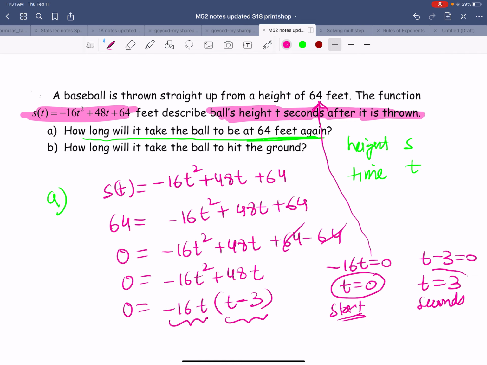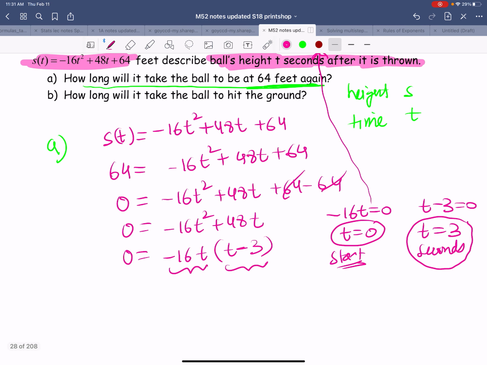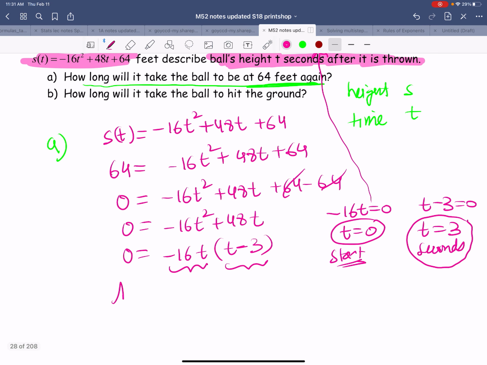After 3 seconds, the ball is at 64 feet again. So we would write down: after 3 seconds, the ball is at 64 feet again. So it was at 64 feet at 0 seconds when we shot it upwards, and then after 3 seconds it was back to 64 feet.